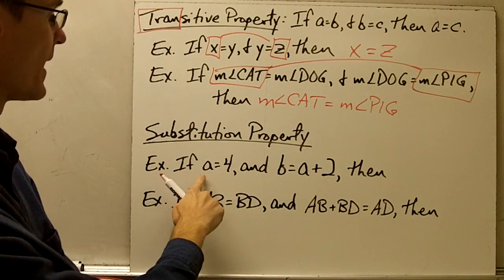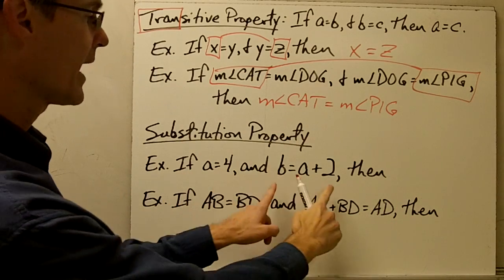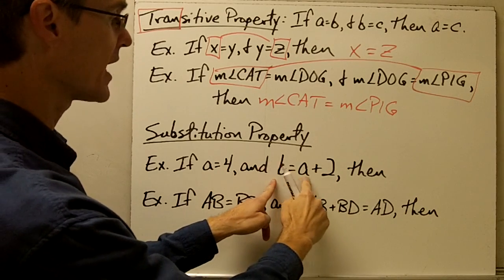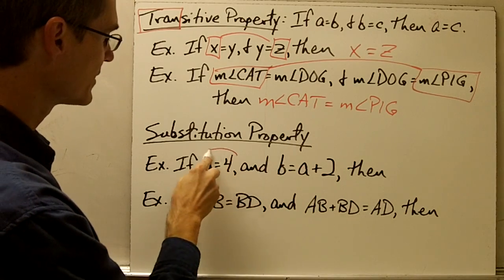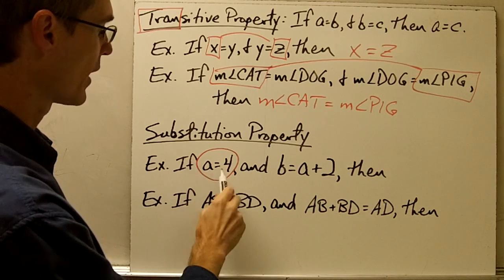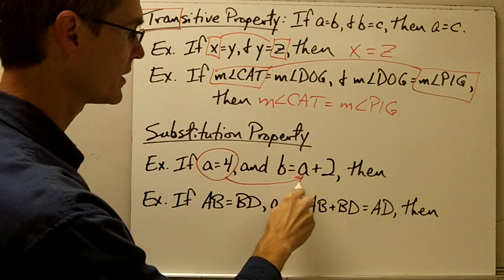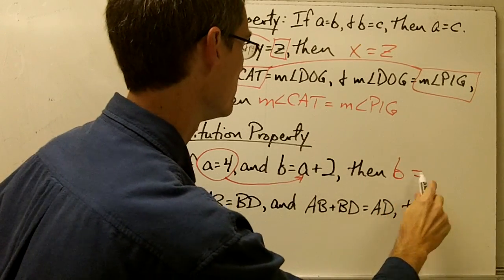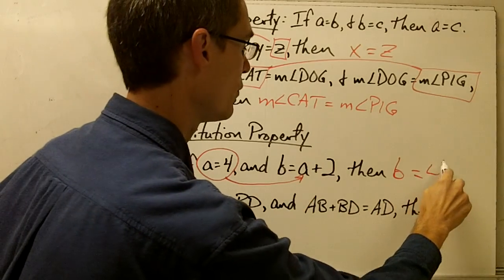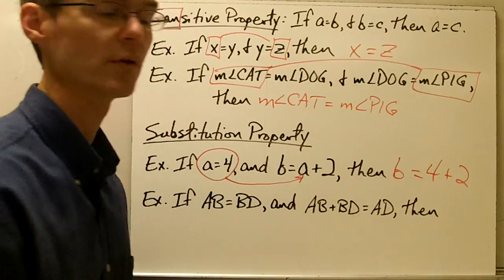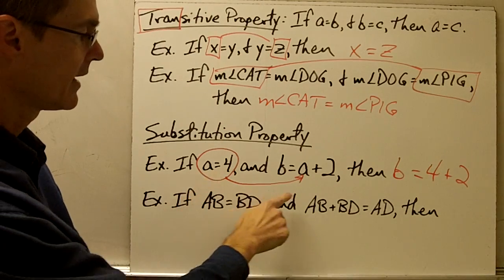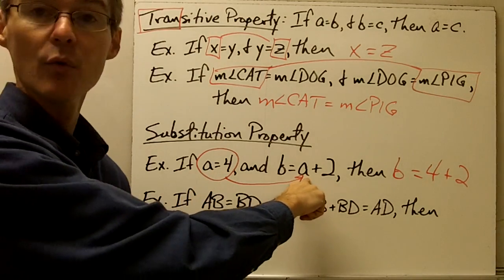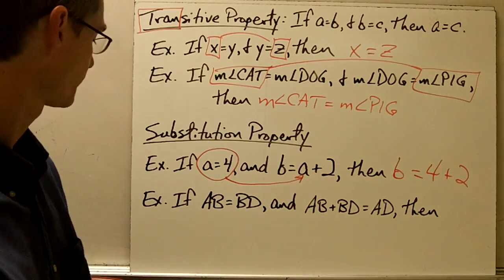For example, if A is equal to 4, and we have this expression that says B equals A plus 2, then I can take this value for A and substitute it for A in this expression. So then I would write B equals 4 plus 2. I just took this value for A and substituted it in for A in this expression.